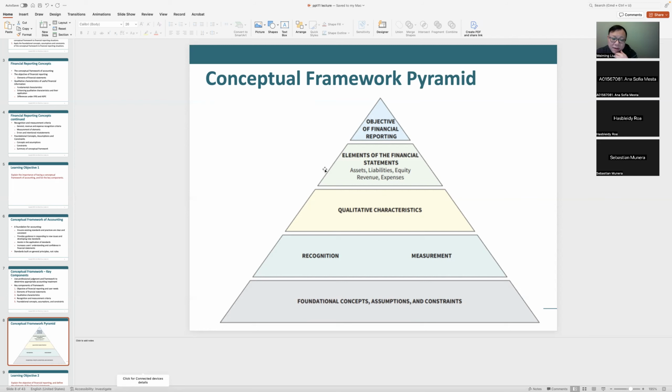And then these are the elements of the financial statements. So eventually you have this information: assets, liabilities, equity, revenues, and expenses. These are the elements of the financial statements. And at the very top, that's the objective of financial reporting. So all these things you are doing, you are building with an objective, which is to make it useful to the users.